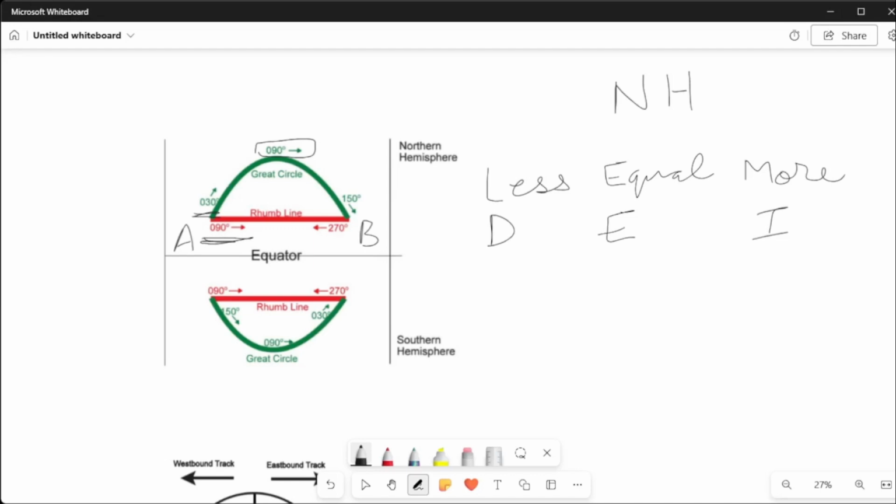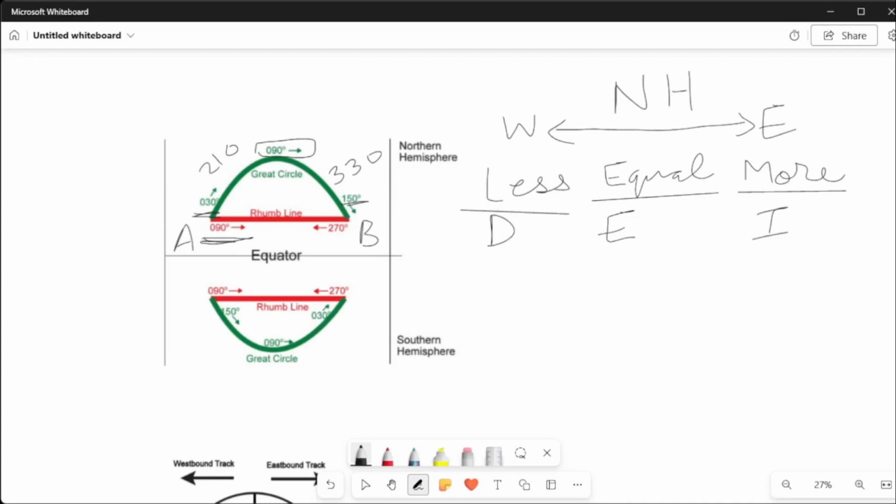While traveling either from west to east or east to west. Now if you're traveling westwards from B to A on an initial rhumb line track of 270, the great circle track initially will be more, that is, it will be the reciprocal of 150, that is 330. Towards the middle, it will be equal, and towards the end, it will be 210, that is less than your initial track.